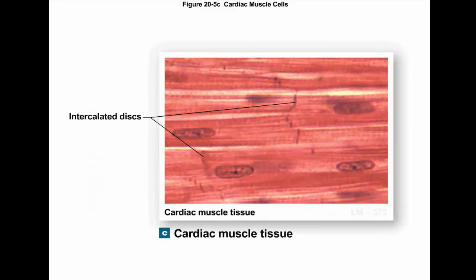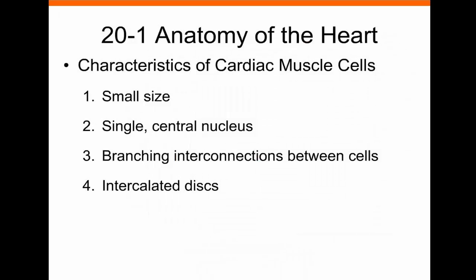Here we've got a photograph of actual cardiac muscle, and you can see the presence of the intercalated discs here. The characteristics of cardiac muscle: it's small in size, it has a single central nucleus, and it has branching interconnections between cells, and the thing that is unique, of course, is these intercalated discs.